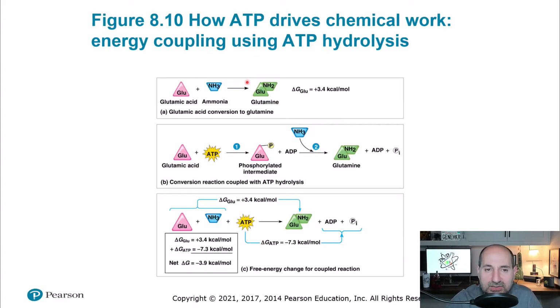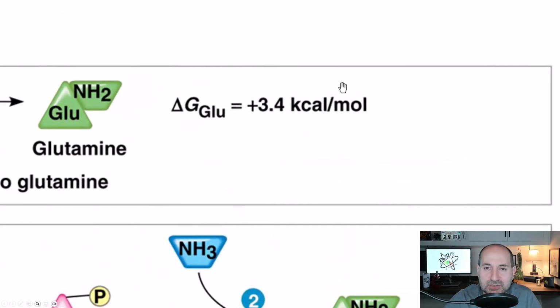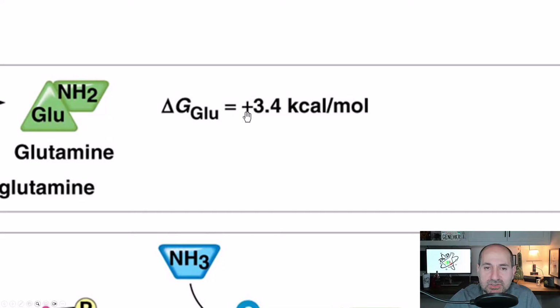So don't get bogged down in what is glutamate or what's glutamic acid. Just follow the idea here. The cell wants to create this molecule and it needs to combine these two molecules. But look at the energetics of this reaction. It says that this reaction is a positive delta G reaction. It has a positive kcal per mole. That means it is a positive delta G.